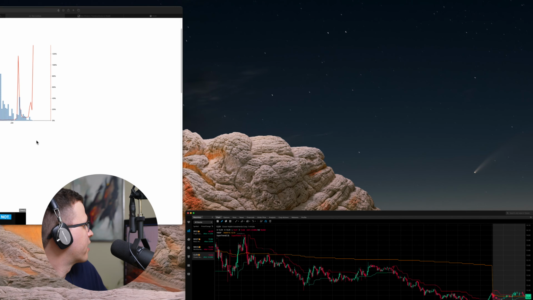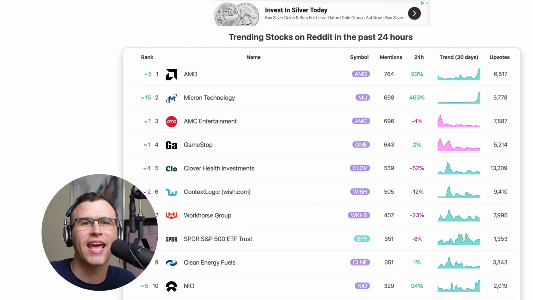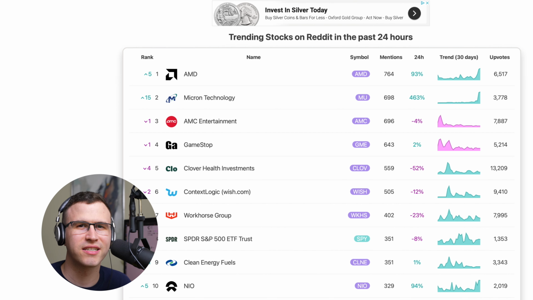Next, we're going to go back to the internet and go visit Ape Wisdom. On Ape Wisdom, we can see the trending stocks from Reddit in the last 24 hours. As you can see, CLOV is sitting at number 5. Hey, we are still pretty far up there, and we are moving around in the rankings a lot, but keep in mind that we are often at number 1. So keep on mentioning CLOV in the subreddits to keep this CLOV momentum going.